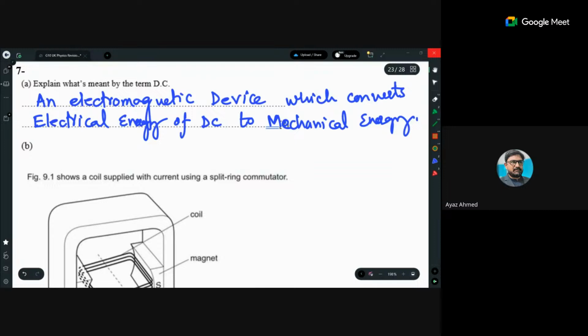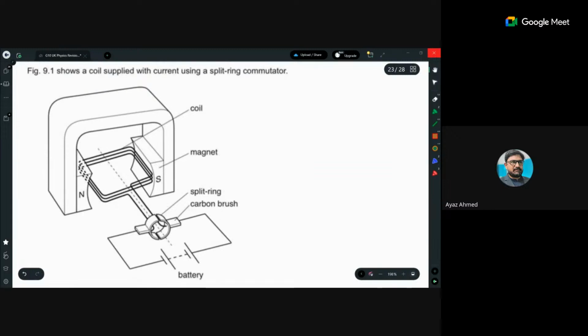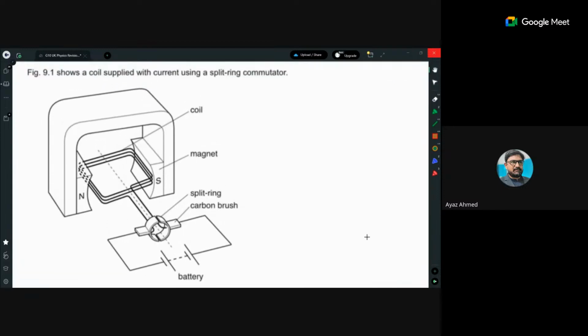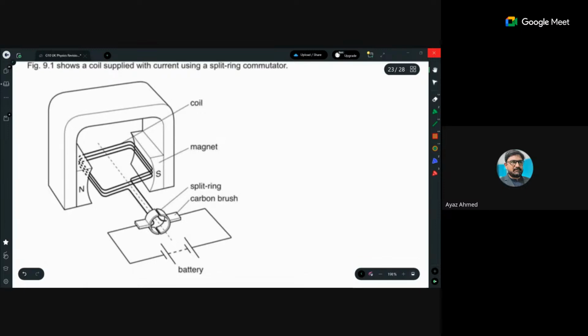Yes, sir. Okay. Then figure 9.1 shows the coil supplied with current using a split ring commutator. Split ring आ गया ना तुम्हारा split ring commutator. ठीक है? See that motor. These are the magnets, north and south. Split ring commutator is there. Battery is connected with the motor. This is just a support. It has nothing to do with the magnetism. ये just magnets के लिए support है.